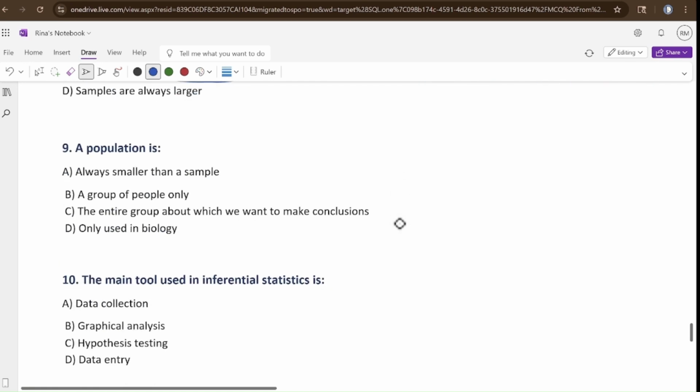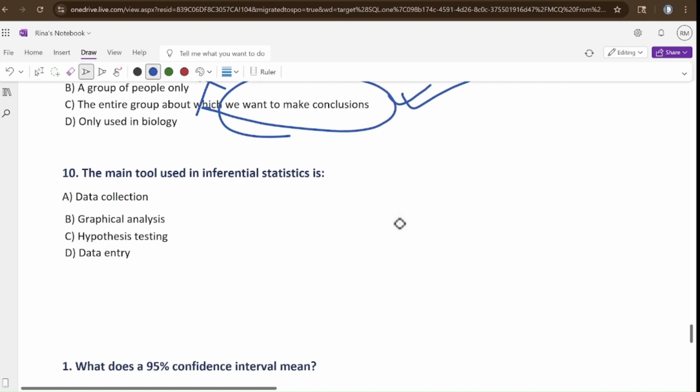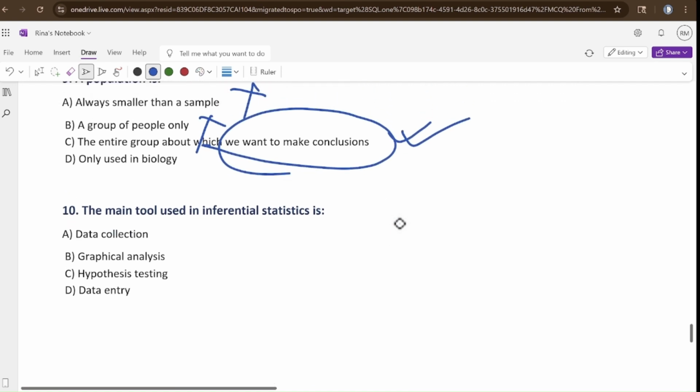What is a population? Population is always smaller, no question. A group of people? No. The entire group about which we want to make the conclusion. Okay. The complete group. The main tool used in inferential statistics is data collection? No. Graphical analysis? No. Hypothesis testing? Yes. Data entry? No. Okay.